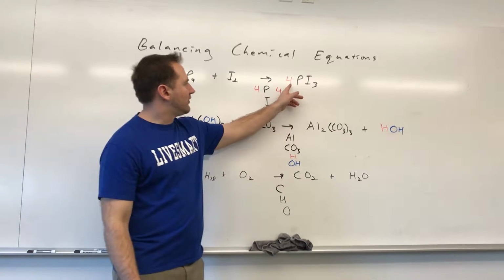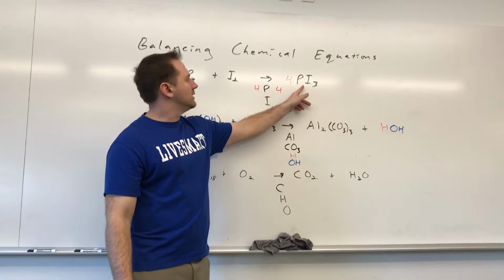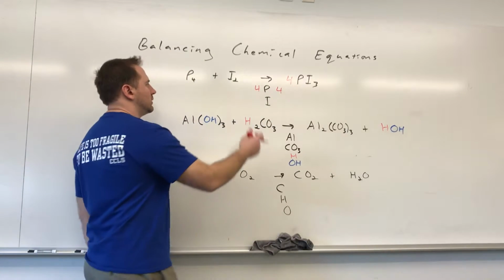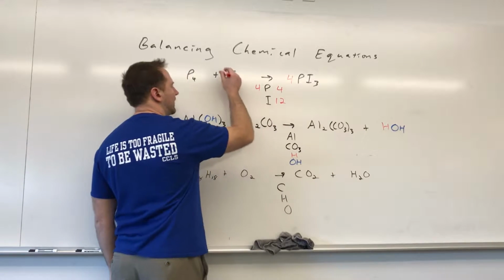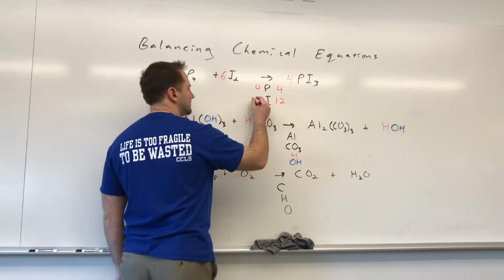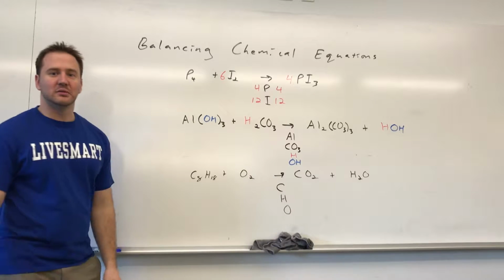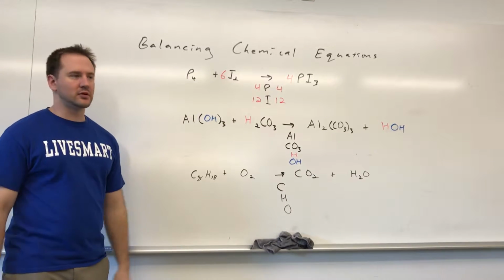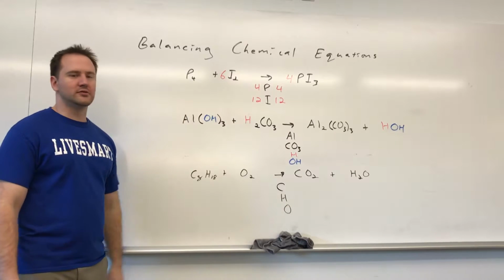Iodine, however, now, if I have 4 molecules of PI3, that means I'm going to have 12 iodine atoms to account for. So in order to balance that 12, I have to put the coefficient 6 here to make it so that there's the same amount on each side. Now, everything's accounted for. We have a balanced chemical equation, and this would be a synthesis reaction.